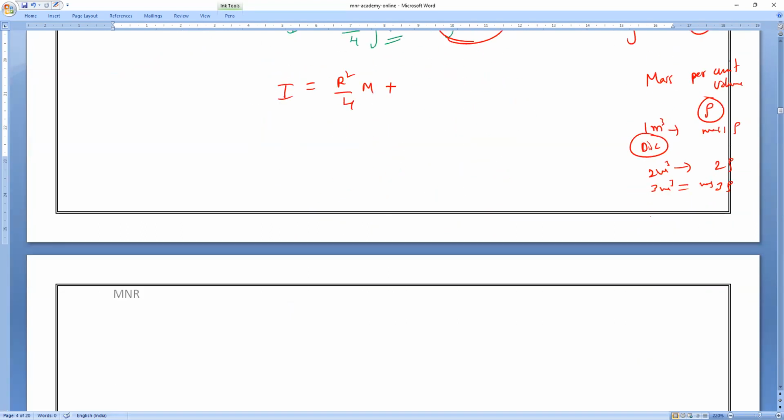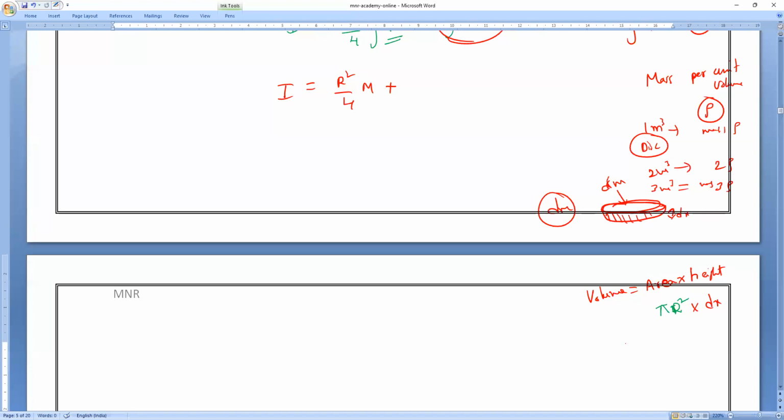Like that, we have a small mass dm. So what is dm actually? It is a disk whose thickness is dx and mass is dm. What is the volume of a disk? Volume of a disk is equal to area into height. The height is dx. What is the area of a disk formula? Pi r square.